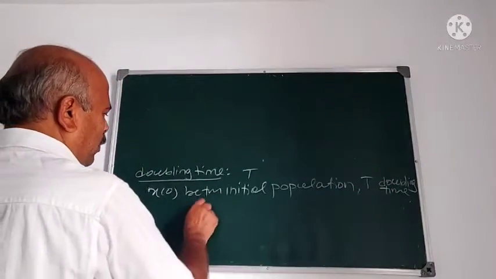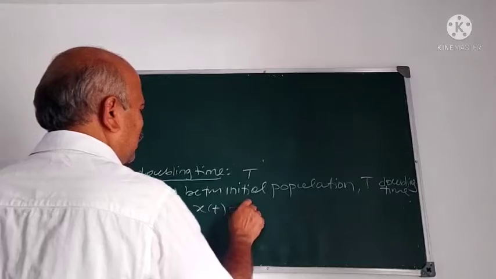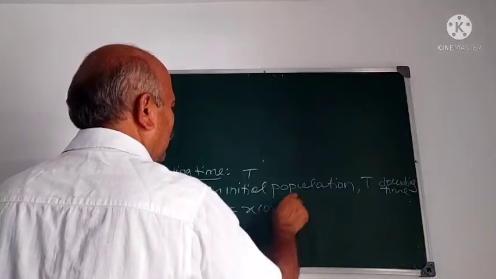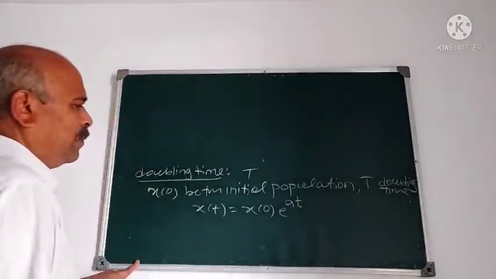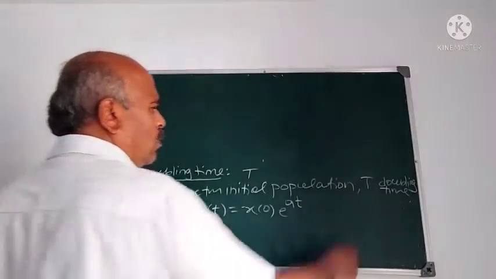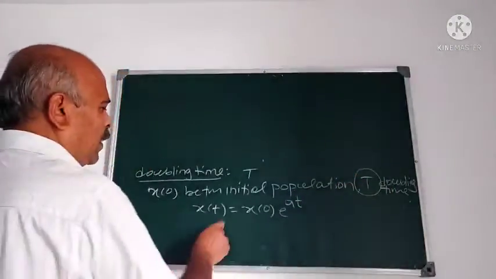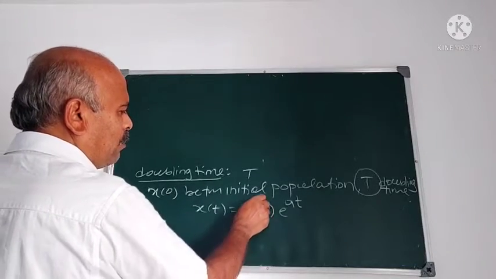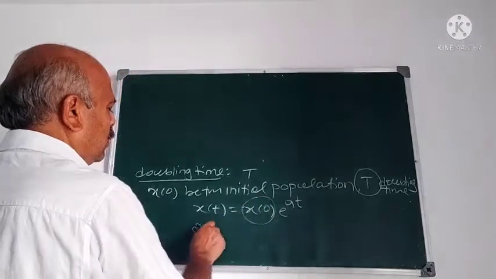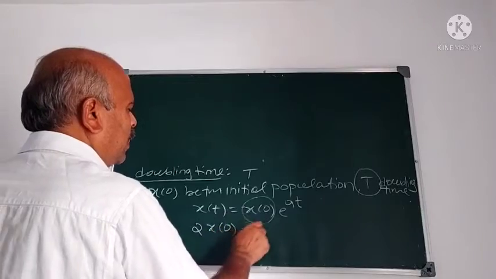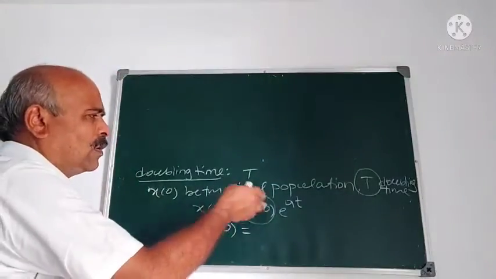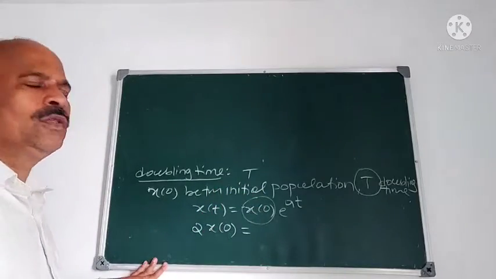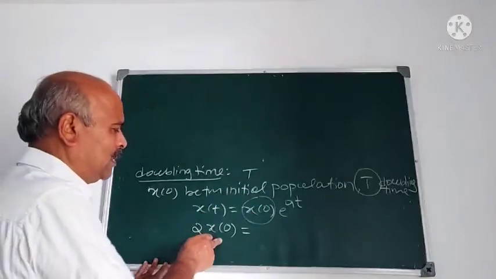We have the population growth model: x(t) equals x0 e raised to a t. Now we have to find this doubling time. What do we mean by doubling time? The present population is x0, and we require double that population. What is the time required for the population to become double the present size?